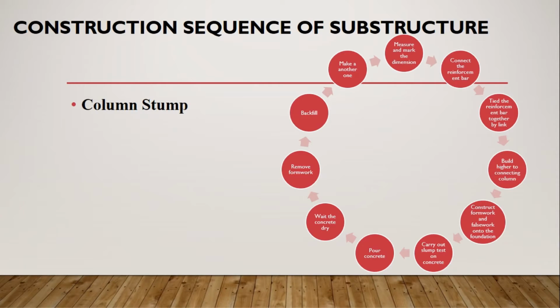Then we carry out the slump test of the concrete. Next, we pour concrete into the formwork. Then we wait for the concrete to harden and dry. After that, we remove the formwork from the column stump. Lastly, we backfill the pit with excavated earth after the construction of the column stump is complete.